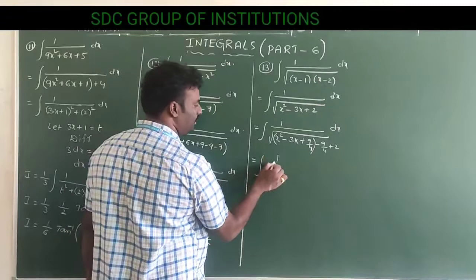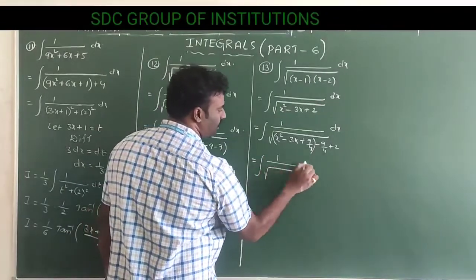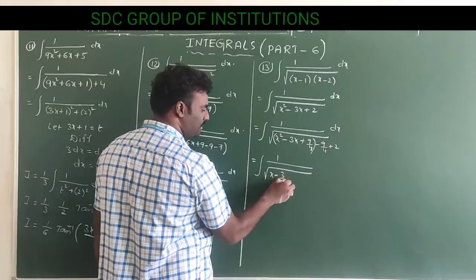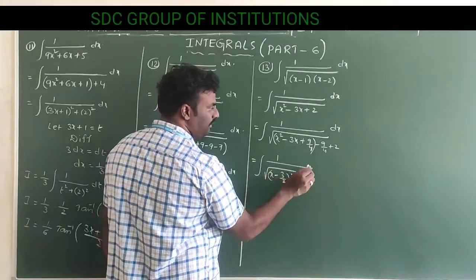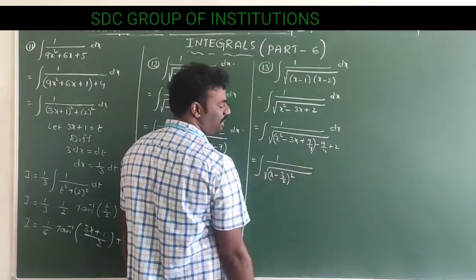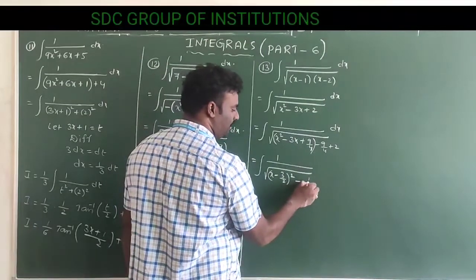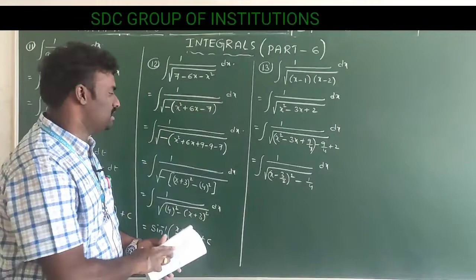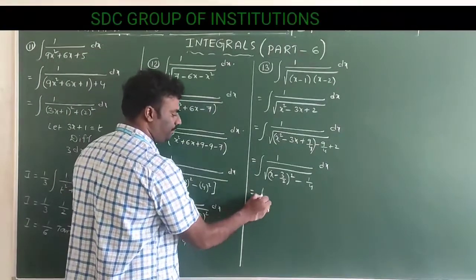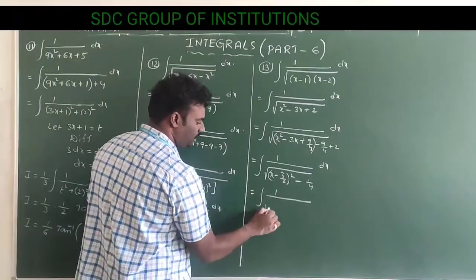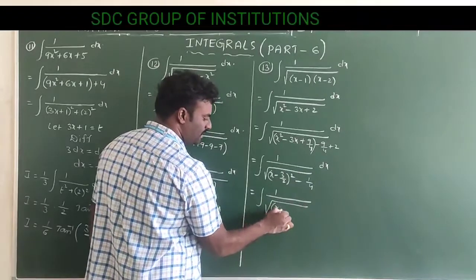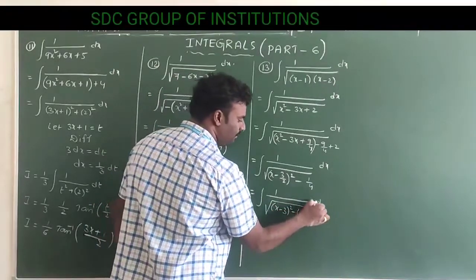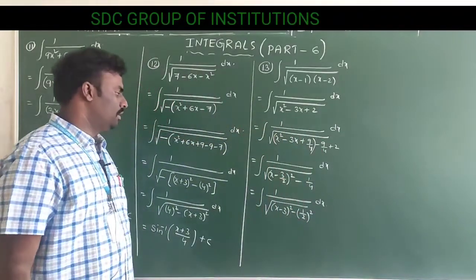Now integral 1 by under root of, this can be written as (a minus b) whole square, that is nothing but (x minus 3 by 2) whole square. If you simplify, minus 9 by 4 plus 2, that is nothing but minus 1 by 4. Again 1 by 4 can be written as (1 by 2) whole square. 1 by under root of (x minus 3 by 2) whole square minus (1 by 2) whole square.